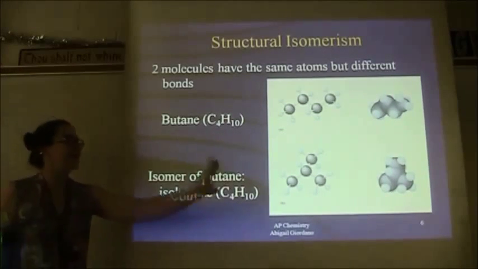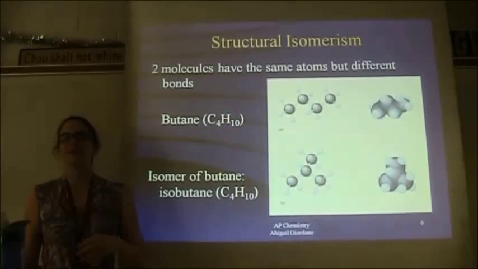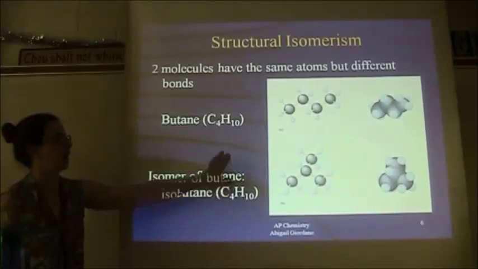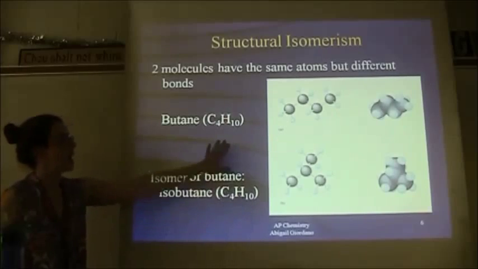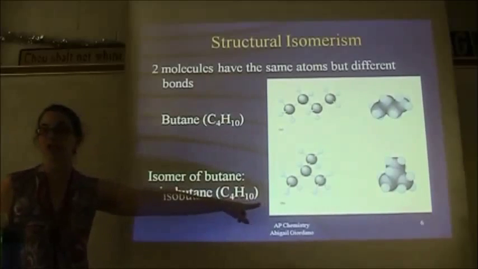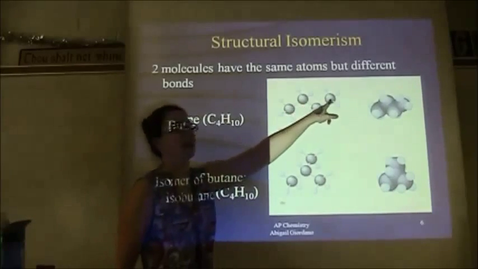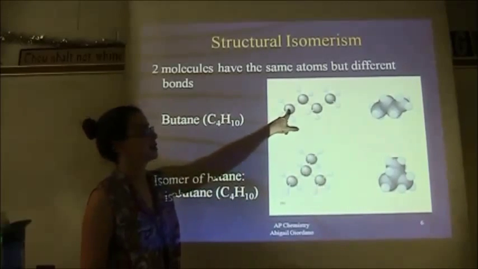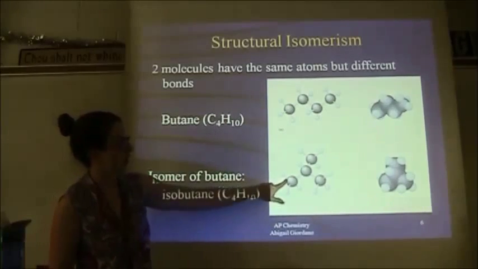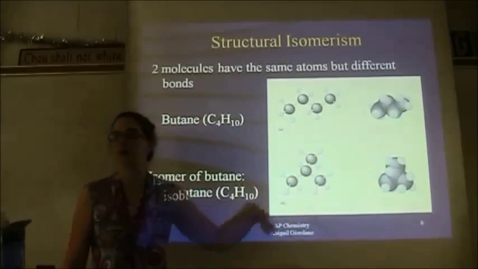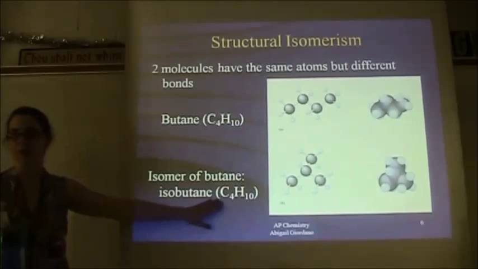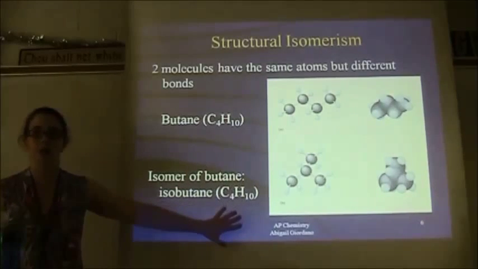Good. All right. Isomers, ladies and gentlemen, are kind of like cousins. I want you to notice that these two compounds have the exact same elements and the same number of atoms of each element. But look at the picture. They're not the same. This one has four carbons joined together in a chain, in a row, whereas this one has the four carbons connected kind of in a T shape. This is called butane. This is isobutane. They're not the same molecule.